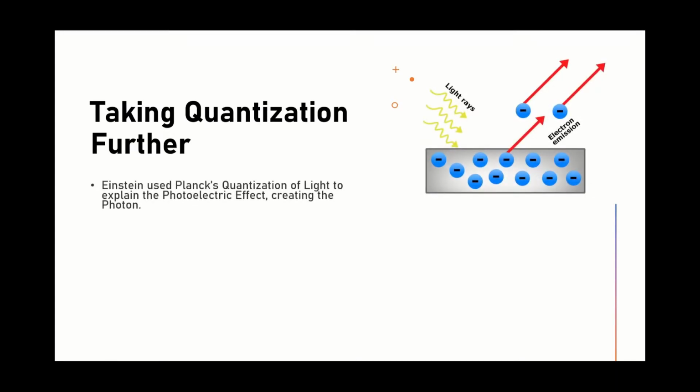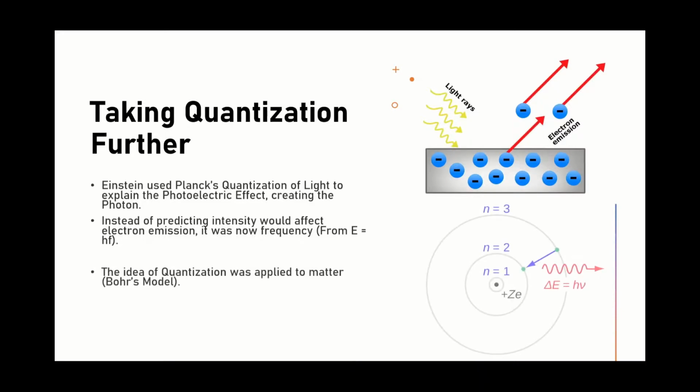Einstein used Planck's quantization of light to explain the photoelectric effect, and this created the particle known as a photon. Instead of predicting intensity that would affect electron emission, it was now frequency. And this comes from E equals hf. Now, the idea of quantization was applied to matter through Bohr's model, and finally this led on to modern quantum physics, and this was realized in 1925.